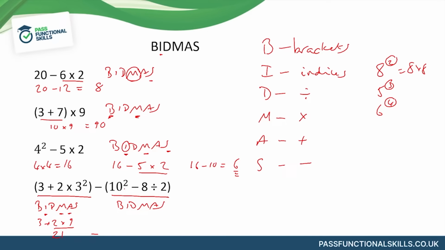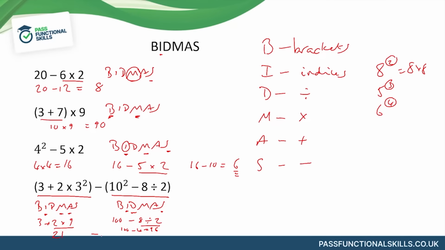Take away. Okay, now let's look at this bracket on the right hand side completely separately. Again, we've got indices, subtraction, and division. Do the indices first. 10 squared is 10 times 10, which is 100. Take away 8 divided by 2. We're going to do the division next. 8 divided by 2 is 4, so it's 100 take away 4, which is 96.